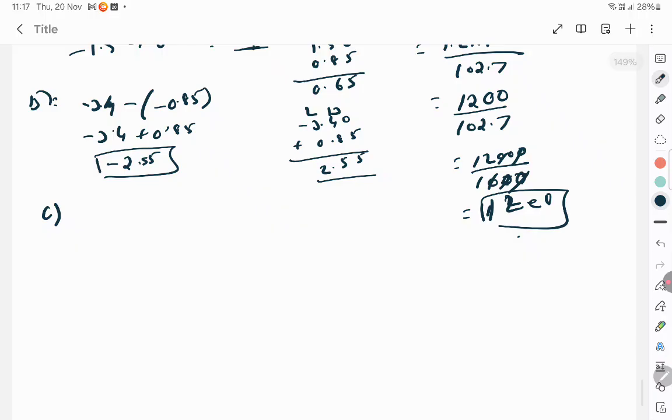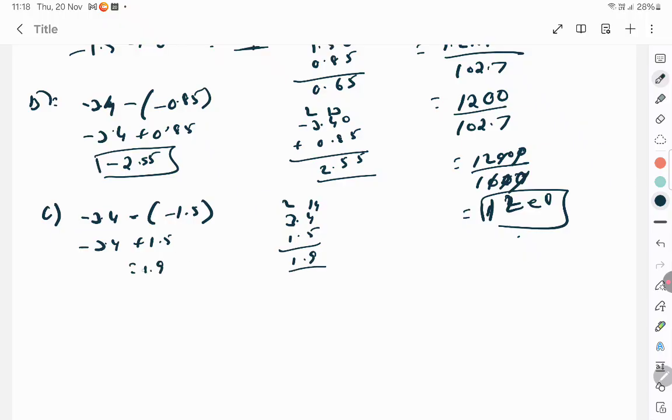C. What is C? C is falling from minus 3.4 minus of minus 1.5, so minus 3.4 plus 1.5. When you subtract, this will become minus 1.9.